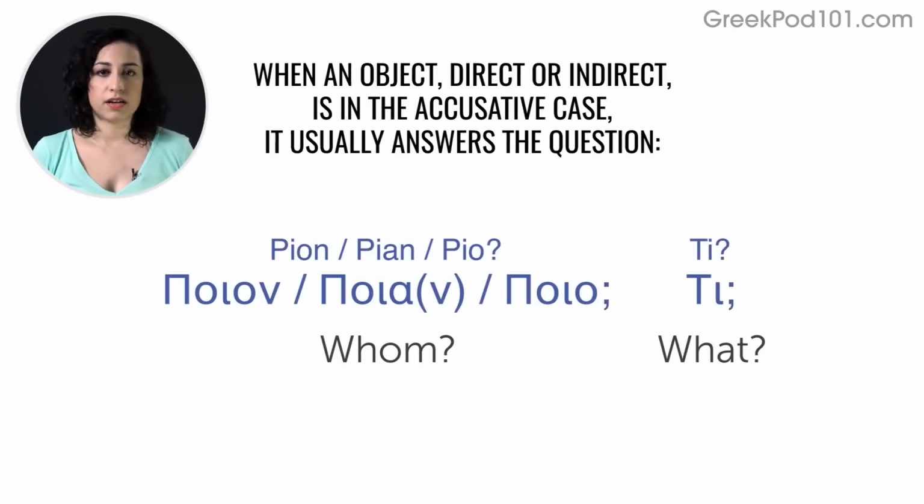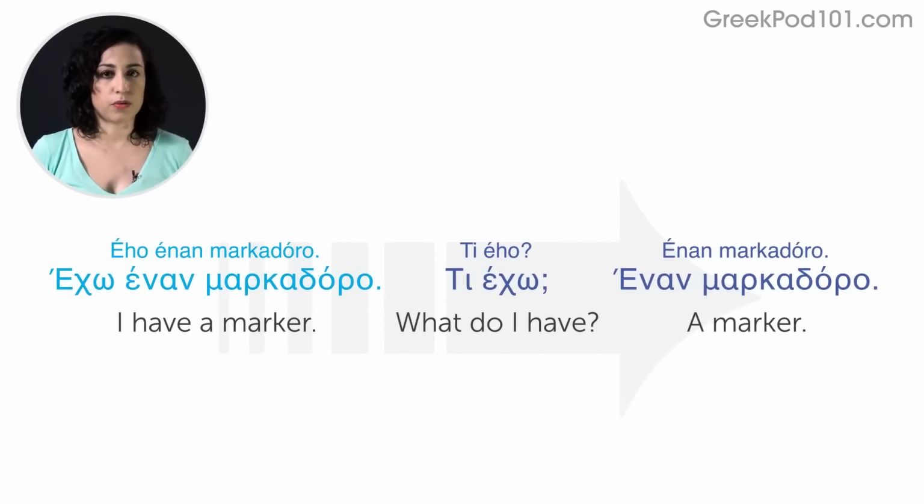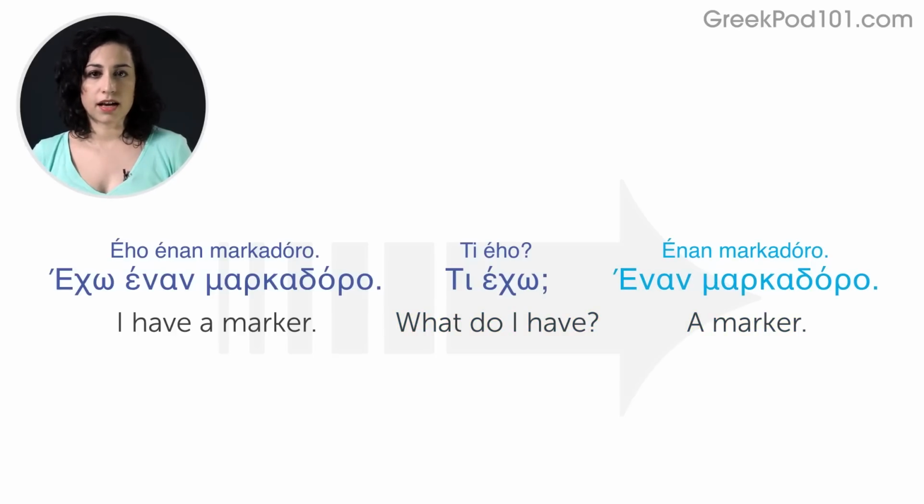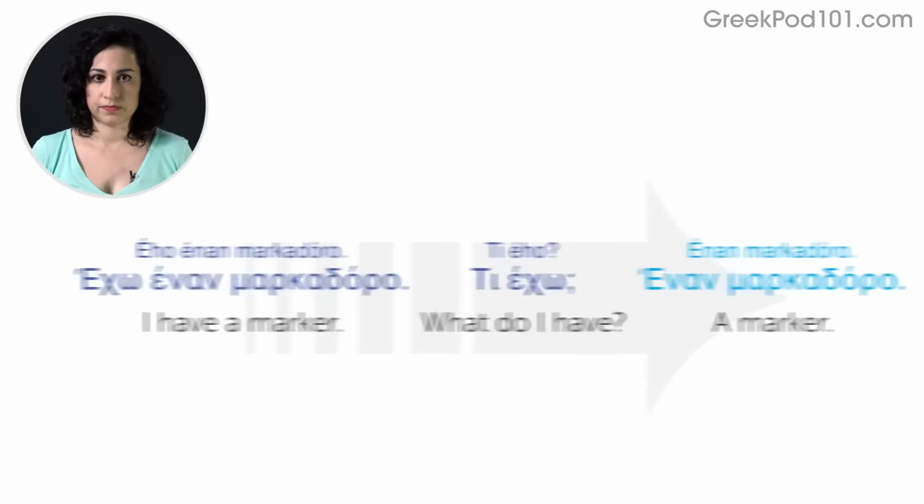First, let's see the accusative case completing the meaning of a verb as an object. When an object, direct or indirect, is in the accusative case, it usually answers the question whom, ποιον, ποιαν, ποιο, or what, τι, when we refer to the action of the verb. For example, έχω έναν μαρκαδόρο. Τι έχω? Έναν μαρκαδόρο. I have a marker. What do I have? A marker. Here, the accusative έναν μαρκαδόρο is the direct object.